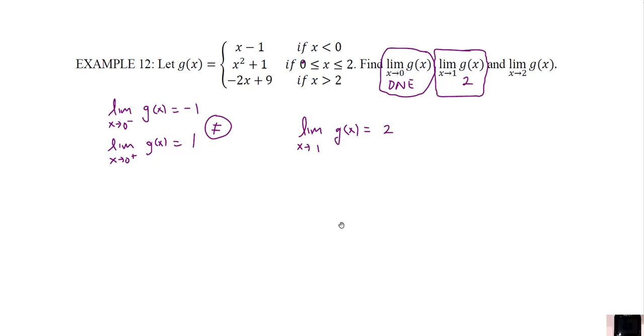Finally, as we approach 2, again we have this place where we're moving between branches, so we're going to have to do these separately. The limit as x approaches 2 from the left of g of x would mean we'd be plugging 2 into the middle branch. 2 squared is 4, 4 plus 1 is 5. Then g of x from the right of 2 would give me the bottom branch. Negative 2 times 2 is negative 4. Negative 4 plus 9 is 5. This time the two sides agree, and therefore the limit overall would be 5.